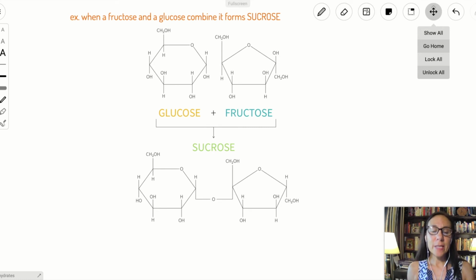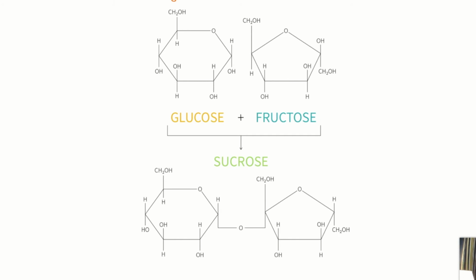Okay, and so of course the sucrose molecule can then come apart, and that would be called a hydrolysis reaction, and then they can come together, and that's a dehydration reaction. Okay, so that is what carbohydrates are made of. These are some examples of carbohydrates.